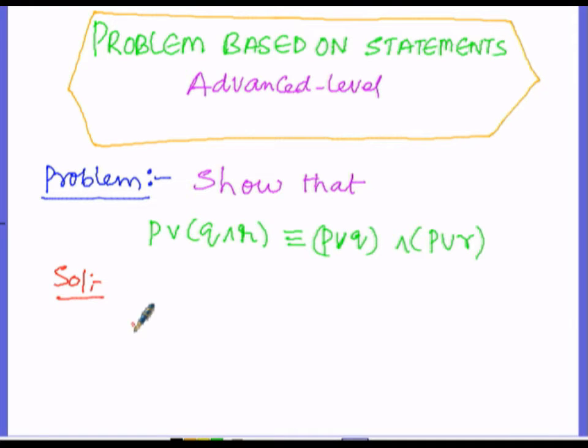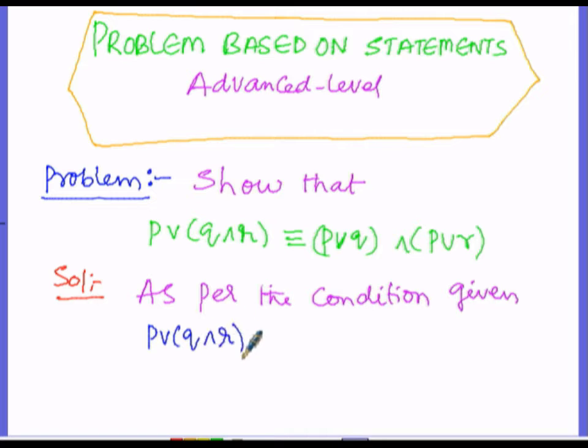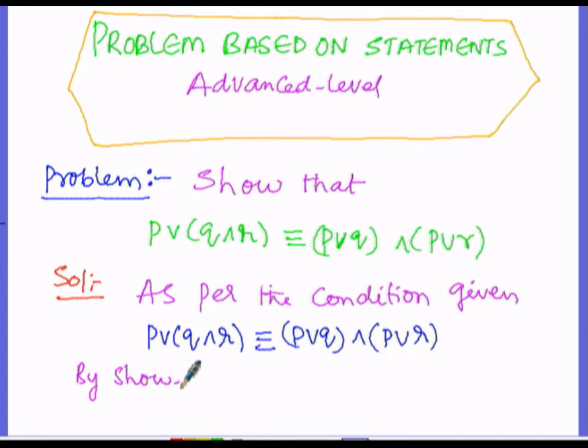Solution starts now. So in our solution, as per the statement which is given to us, or as per the condition given, P or (Q and R) is identically equal to (P or Q) and (P or R). Then now let us prove this condition by means of the truth table.